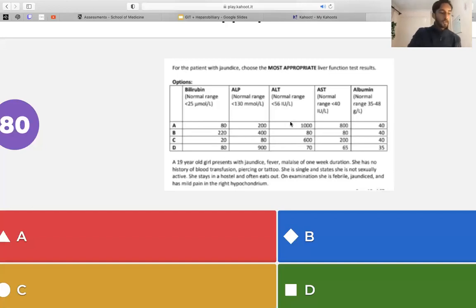All right, I'll just read it out in case people are having trouble seeing. A 19-year-old girl presents with jaundice, fever, malaise of 1 week duration. She has no history of blood transfusion, piercing, or tattoo. She's single and states she's not sexually active, but she stays in a hostel and often eats out. On examination, she's febrile, jaundiced, and has mild pain in her right hypochondrium. So febrile and jaundiced and malaise of 1 week duration are the main symptoms. Not going to hint at it too much, but that should help out a bit.